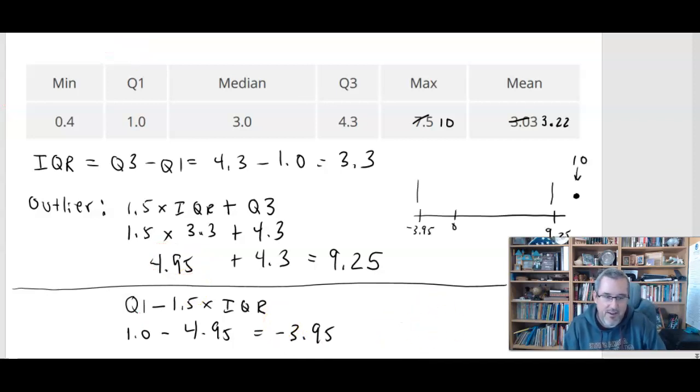I made a little thing here. I like to think of it, and I think in the solutions too, they use it as a boundary or a fence. Here are the fences on the lower side and on the upper side. As long as your data is inside the fence, it's not an outlier. If your data is outside the fence, it's an outlier. In this case, the fence was negative 3.95 on the small side and 9.25 on the big side. So the 10 obviously is outside the fence.